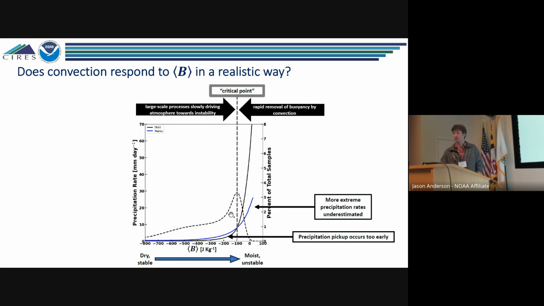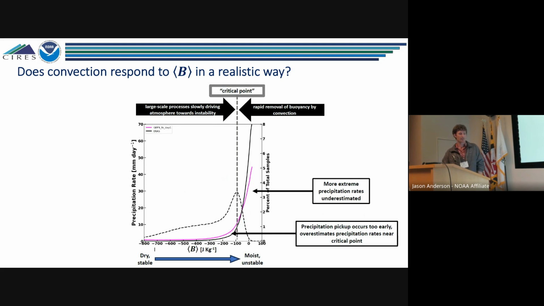So if we look at UFS replay, the one that's continually nudged towards ERA5, we see a similar too-early precipitation pickup and then underestimation of these higher precipitation rates. And the same thing in GEFS forecast day 1.